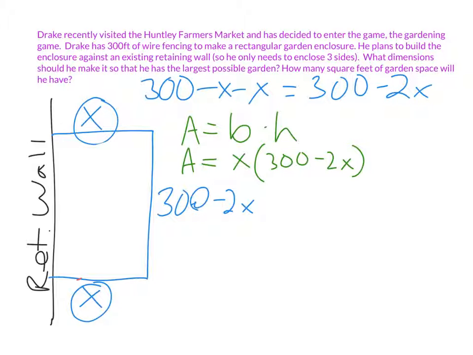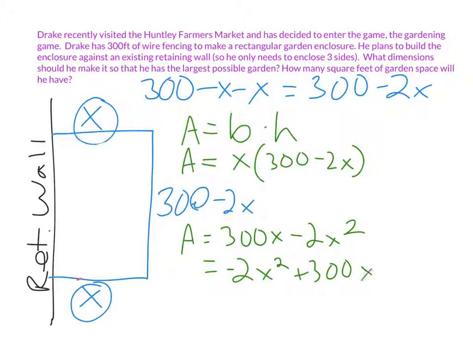Okay. Now, if I were to distribute that x, I'm going to jump down here. Area equals, I'd have 300x minus 2x squared. So I'm going to rearrange this into standard form. Negative 2x squared plus 300x. Well, that's a quadratic. I don't have c over here. c is just 0. That's okay. But I've got a wonderful looking quadratic that if I were to graph it would look like a parabola. So let's actually graph this thing.